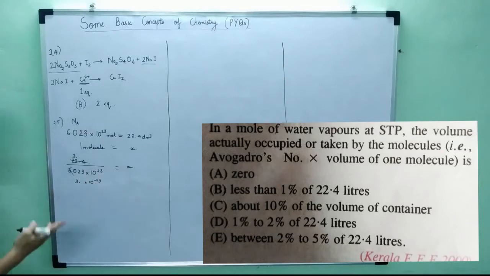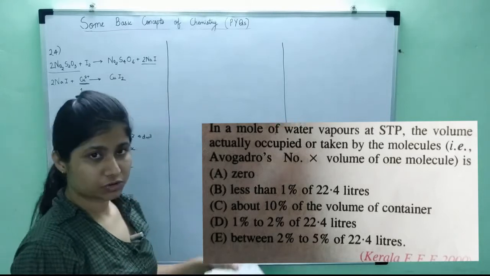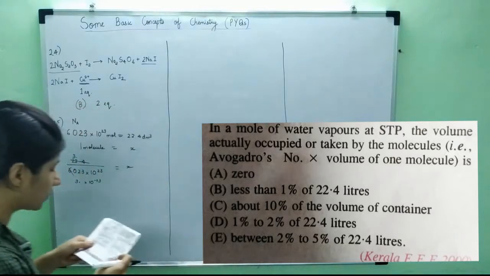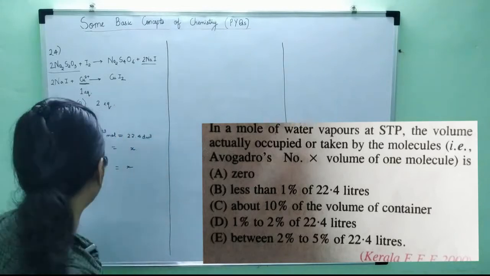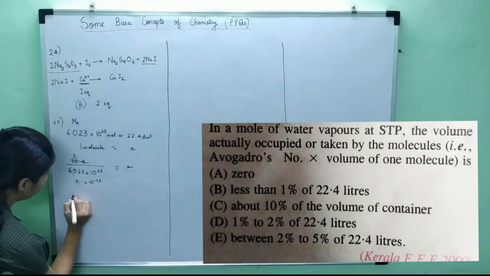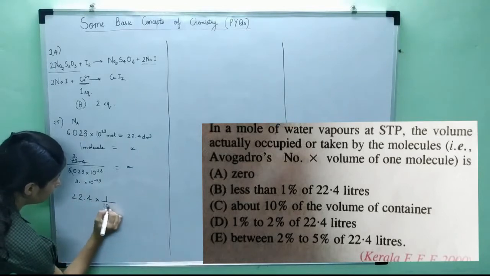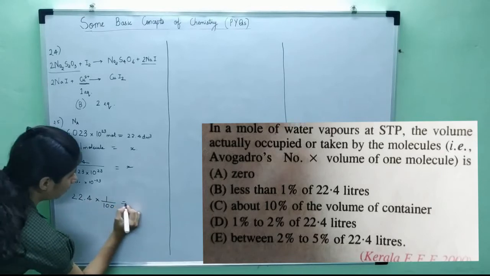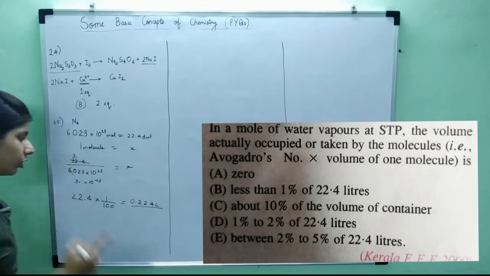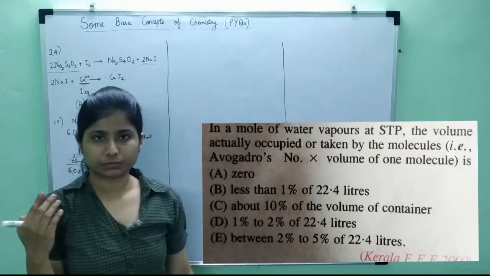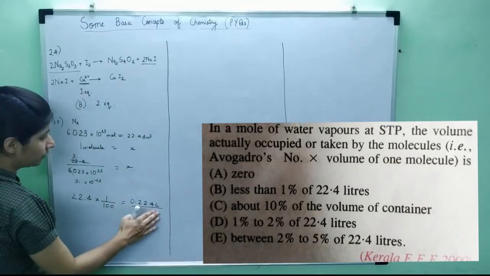Is this number equal to 0? No. This is a very small number but not equal to 0. So the first option is not the right answer. Now let's look at the second option, less than 1% of 22.4 liters. Let's see what 1% of 22.4 liters is. 22.4 into 1 upon 100 comes out to be 0.224 liters. So if one molecule had to occupy 1%, it would have to occupy a volume of 0.224 liters.